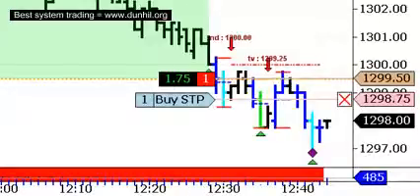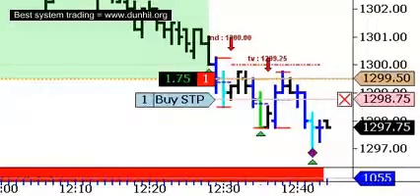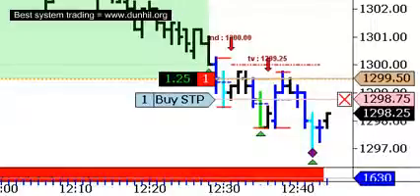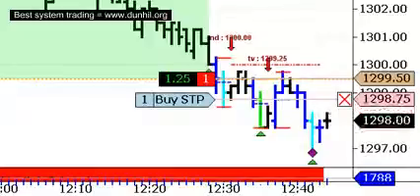By the way, this is on Thursday, July the 28th, and as you can see by the time, it's around 12:40 Pacific time, which would make it 3:40 in the afternoon Eastern time.